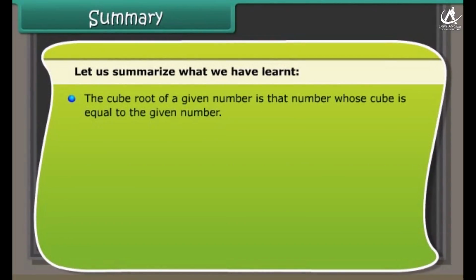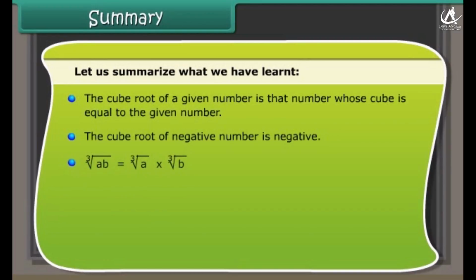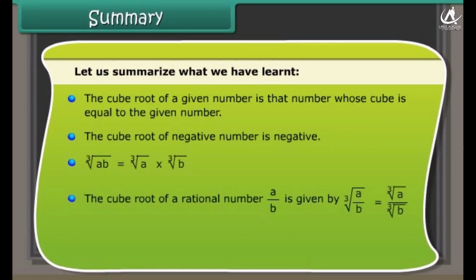The cube root of a given number is that number whose cube is equal to the given number. The cube root of a negative number is negative. The cube root of ab is equal to the cube root of a times the cube root of b. The cube root of a rational number a/b is given by the cube root of a/b is equal to the cube root of a upon the cube root of b.